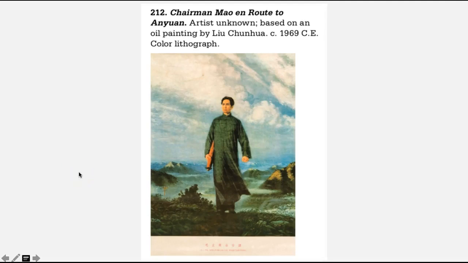All right, here we are at our third and final work of art that is dealing with specifically socialism and communism. However, this is our only example of socialist realism, right? If we look at the Kollwitz, that's German expressionism, even though Kollwitz herself didn't identify with that movement. If we look at the Stepanova, that's Russian constructivism. Now, here we have Chairman Mao en route to Anyuan, and this is socialist realism.